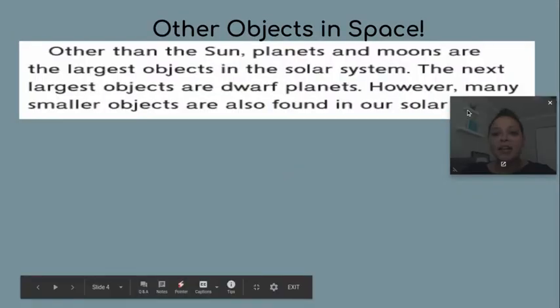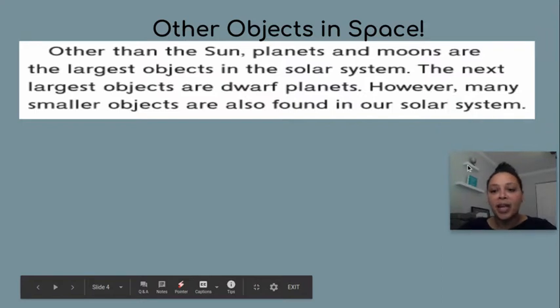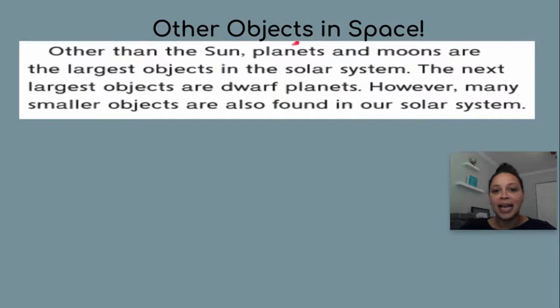All right, so other objects in space. Let's read this paragraph together. Other than the sun, planets, and moons are the largest objects in the solar system. The next largest objects are dwarf planets. However, many smaller objects are also found in our solar system. So, for example, Pluto is now considered a dwarf planet based on certain factors. So, besides dwarf planets, we have smaller objects.